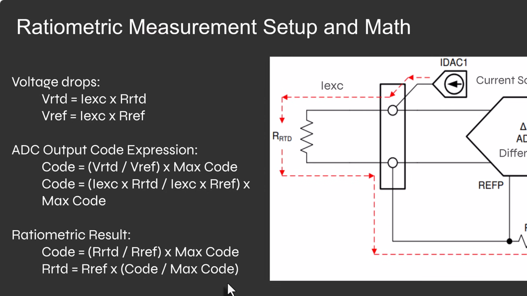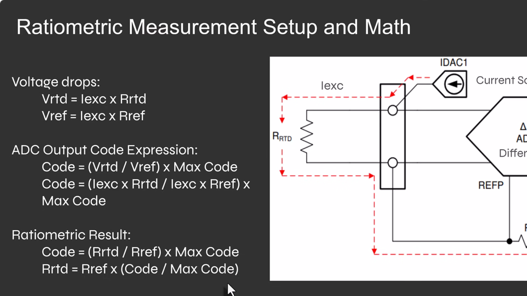So we have the voltage for the RTD and the voltage for the reference resistor. And notice the resistances are different, but the IEXC, which is the excitation current, is the same for both. So if we plug those into the ADC's code expressions, and then we change those voltages to the Ohm's law equivalent with I excitation times R RTD, and then below that I excitation times R ref times max code.